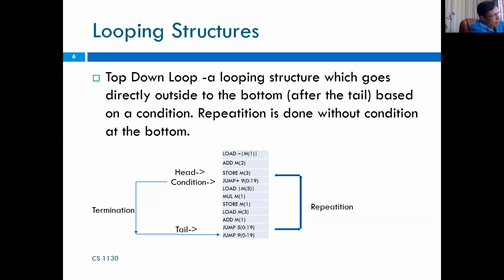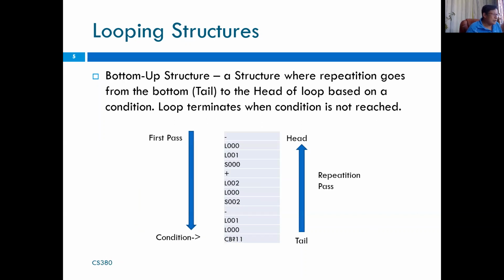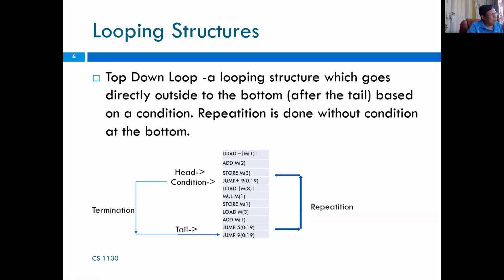It's like a while condition followed by a body. Now, in other languages, there's a repeat until loop, which is a bottom-up loop. One of the main differences between a top-down loop and a bottom-up loop is that in a bottom-up structure, there's always a first pass. There's always one repetition. In a top-down loop, there may be no repetition at all. The body of the loop may not be repeated.